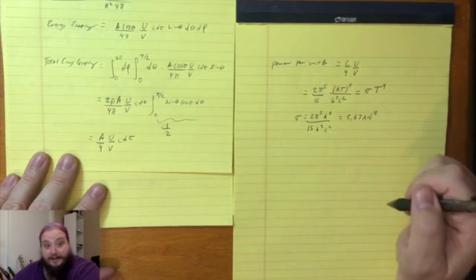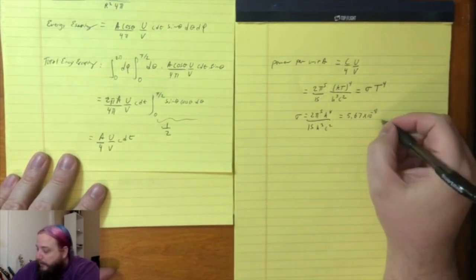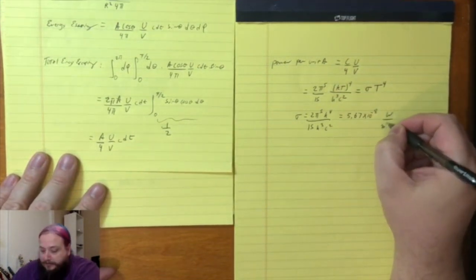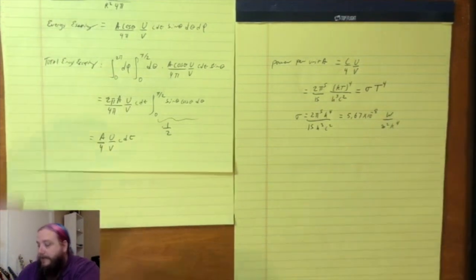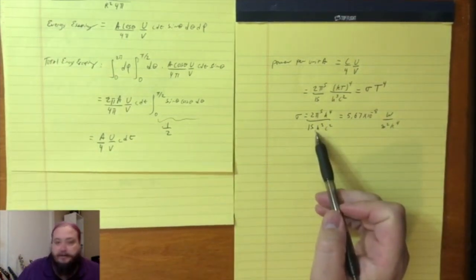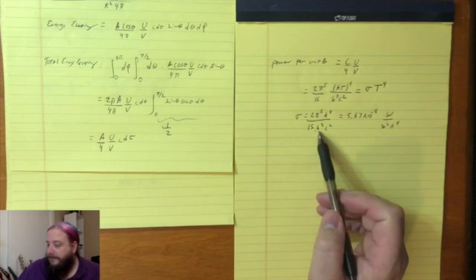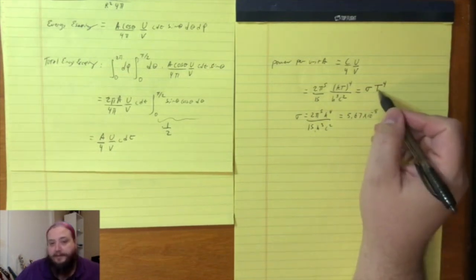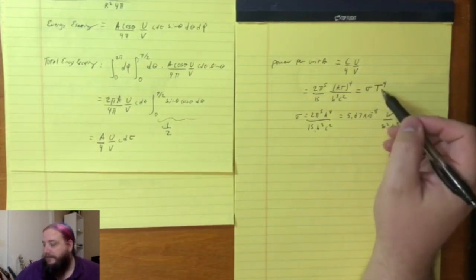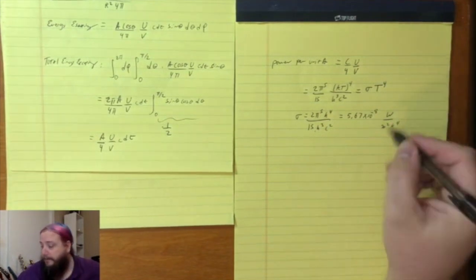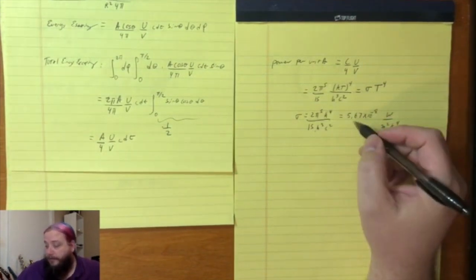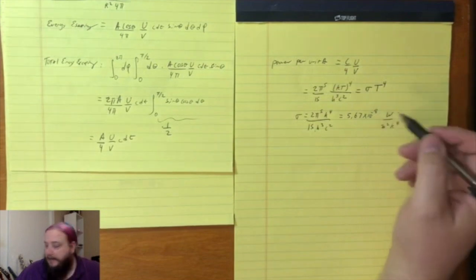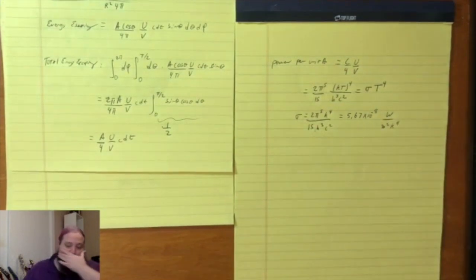5, 6, 7, 8. It's great. Watts per meter squared Kelvin to the 4th. This is a crazy set of units. Nobody ever remembers this. What we remember is power per unit area is sigma T to the 4th. That's really easy to remember. You look up sigma, or even remember 5, 6, 7, 8, and there you go.